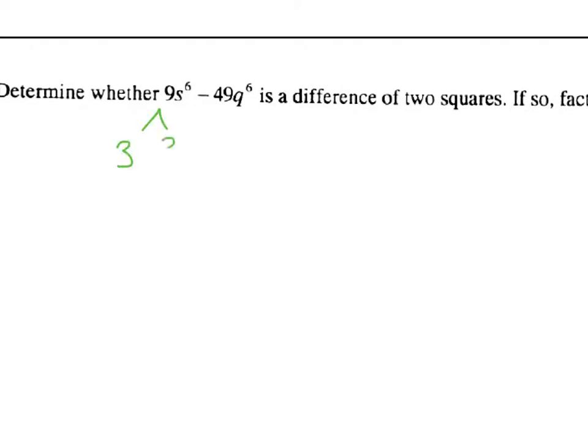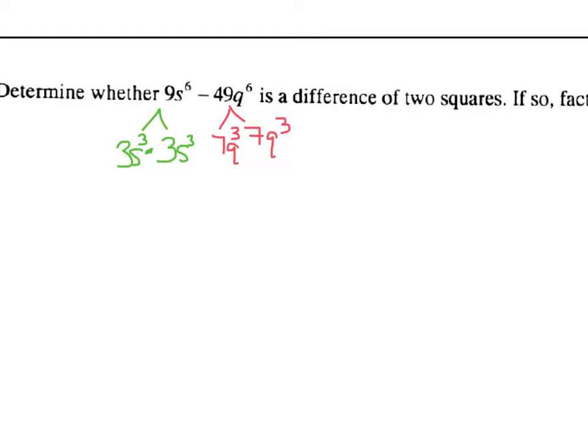So s to the 6, can I break that apart equally? Well, remember, exponents have different rules than regular numbers. When we are multiplying bases, we actually add their exponents. So I have s to the third and s to the third, because s to the third times s to the third would make s to the 6. So then we've got 49. Well, that's going to be 7 and 7. And q to the 6, well, we already learned how to break down s to the 6. So q to the third, q to the third.